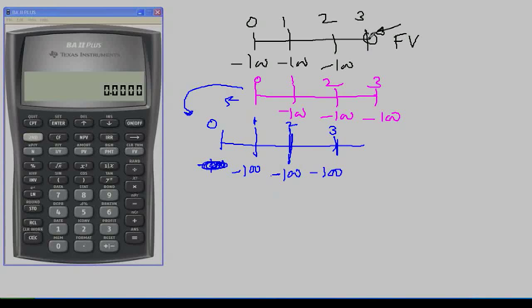Now if you see, you want the future value over here, right? So can I say that you want the future value at this point of time, which is one year after?